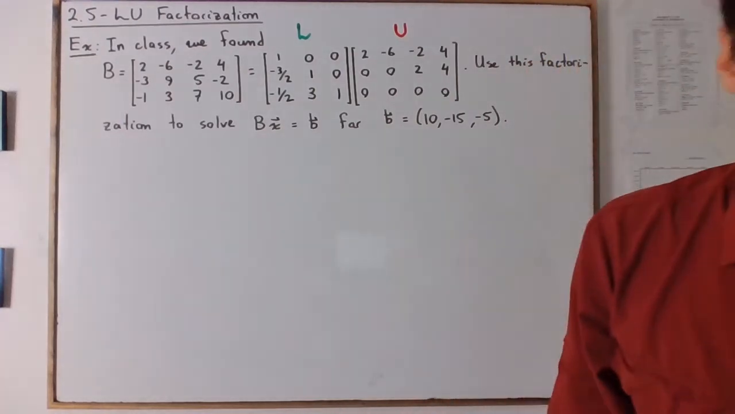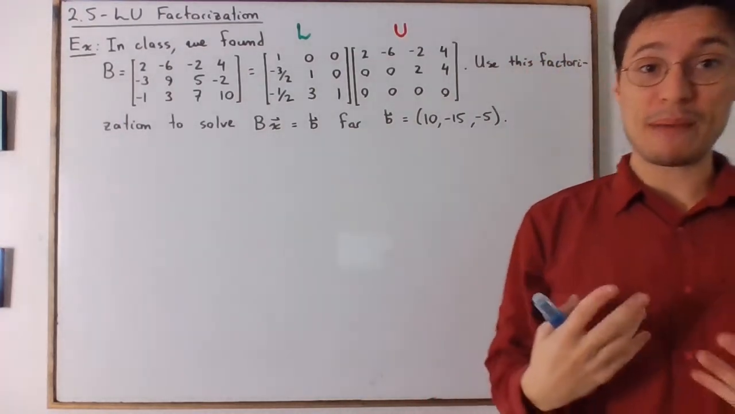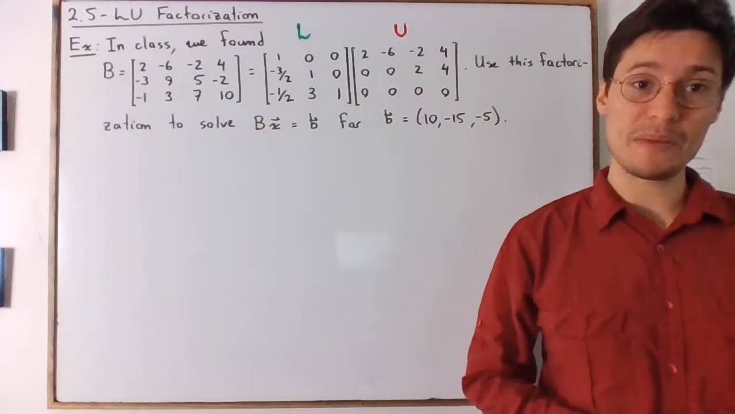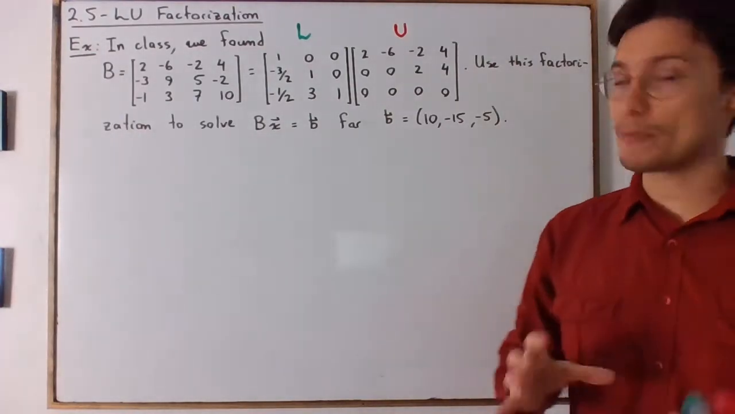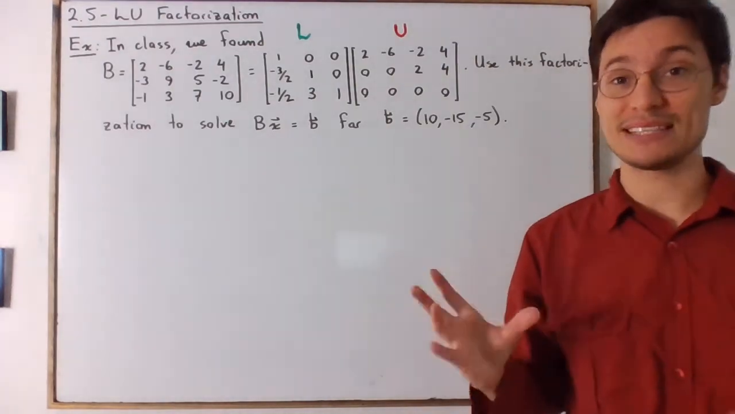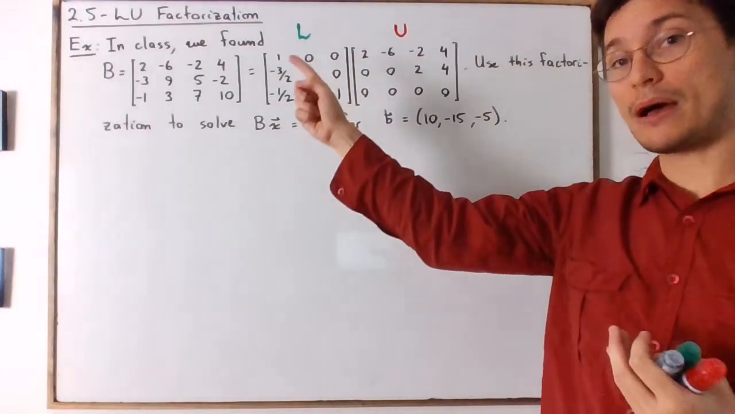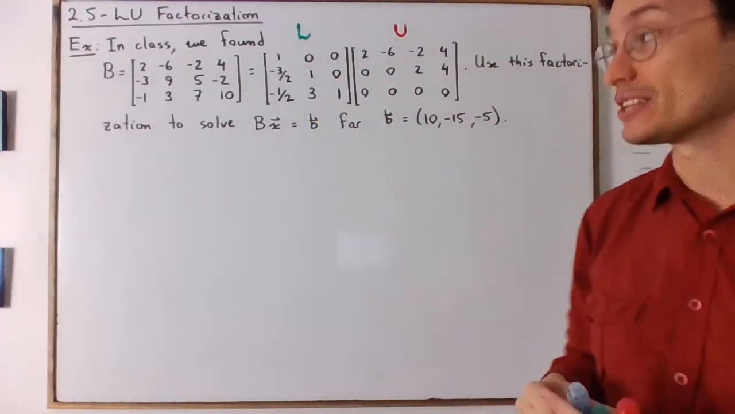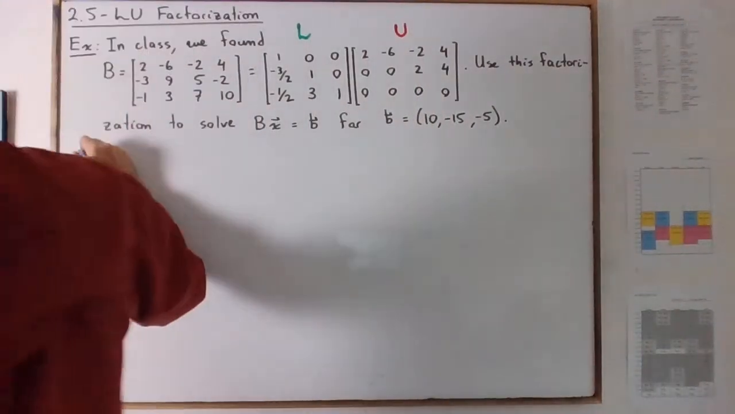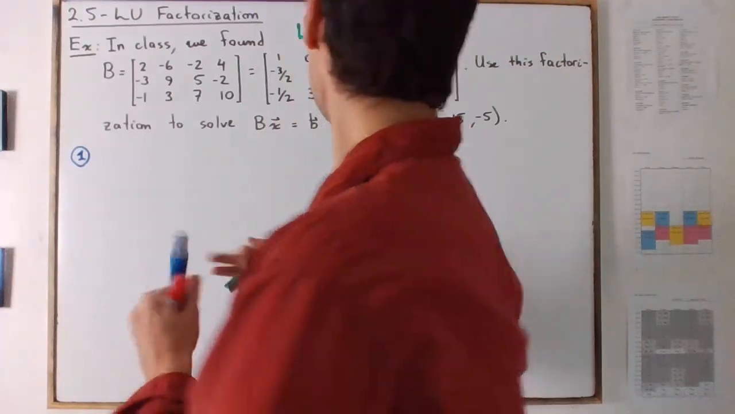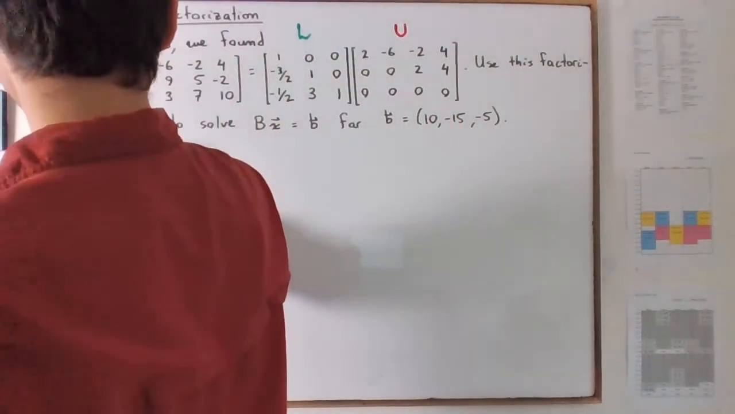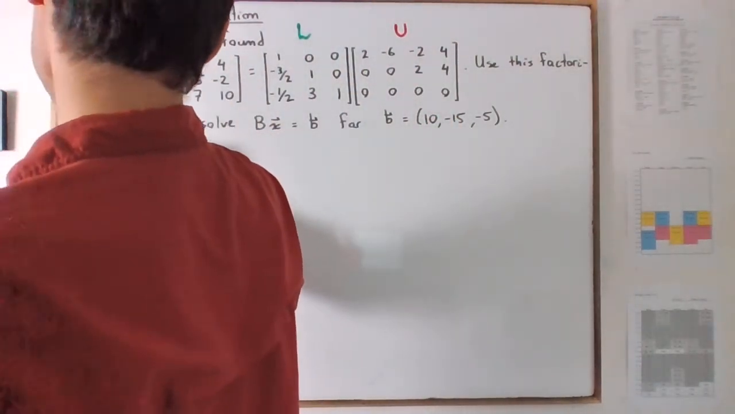So what I want you to remember here, and we've done a similar problem in class, slightly easier though, is that we're basically solving two systems instead of one per matrix in the factorization. So the first step is to solve the system Ly equals b.